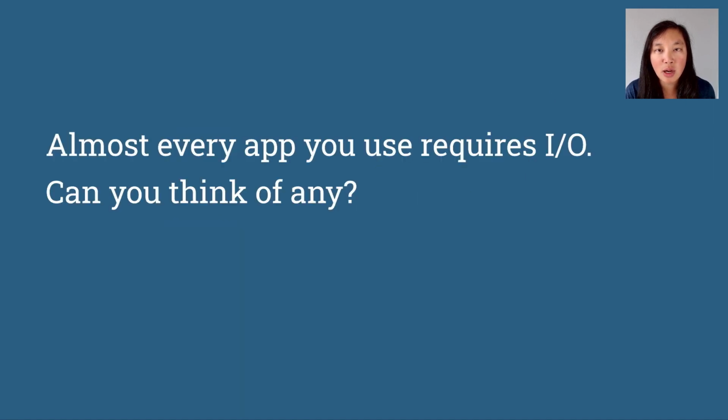So almost every app we use actually requires input and output. Can you think of any? Some examples are, for example, a music streaming service. You put in the songs that you like, and it'll give you an output of the songs that you can listen to. What about typing in an email? Well, you have to input all the information that you need to send, and then once you send it, the output is that the other person gets an email.